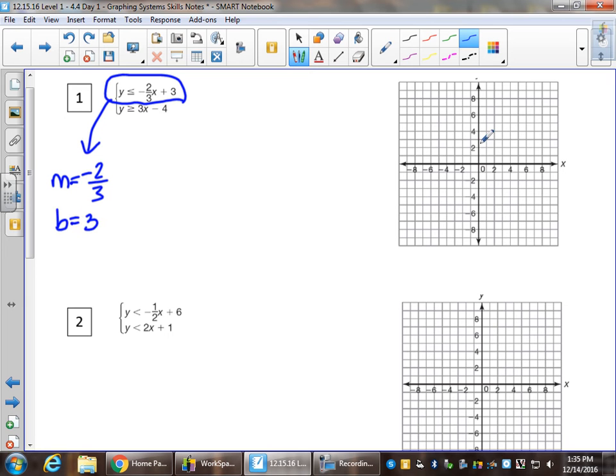I'm going to use the intercept first. So I come up and I plot my intercept at 3. My slope tells me how to count. Negative 2 means down 2, positive 3 is right.